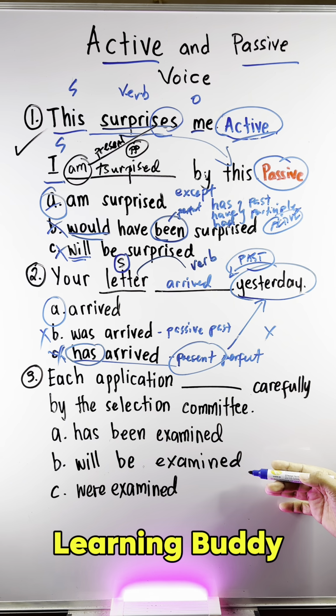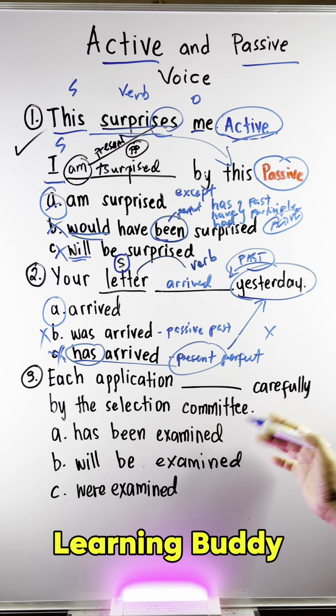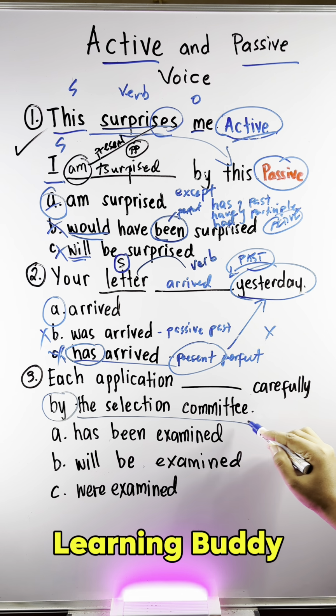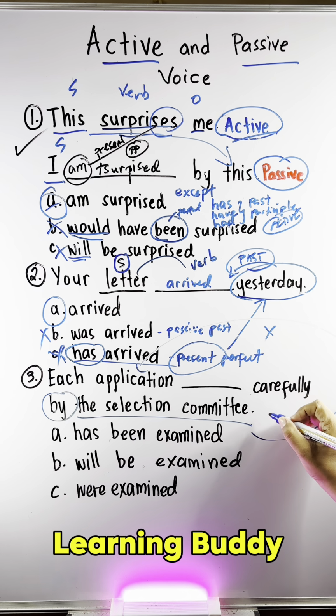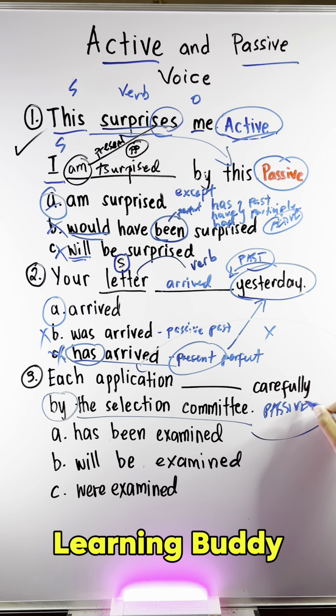Number 3, each application blank carefully by the selection committee. Is it A, has been examined, B, will be examined, or C, were examined? Which is the answer? Your clue in this sentence is the phrase by the selection committee. It means that the voice of the verb is passive.